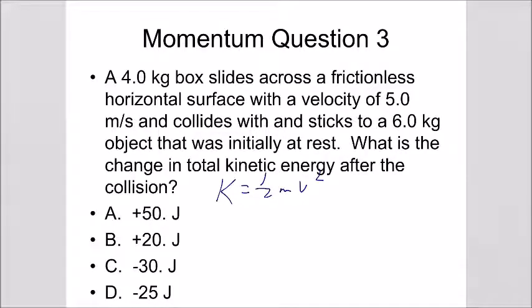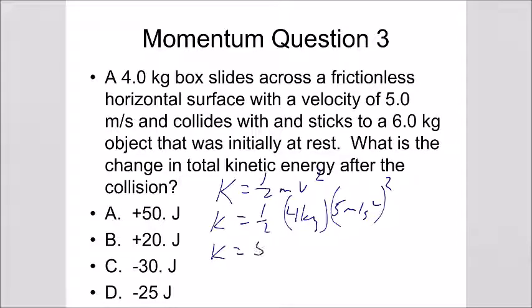So before the collision, we've got 1/2 times 4 kilograms times the velocity squared. So it's 5 meters per second, all squared. So 5 squared is 25 times 4 is 100 times a half is 50. Remember, this is energy, so we're talking about 50 joules. The 6 kilogram object doesn't have any kinetic energy because it has a velocity of 0. So this is the kinetic energy before the collision.